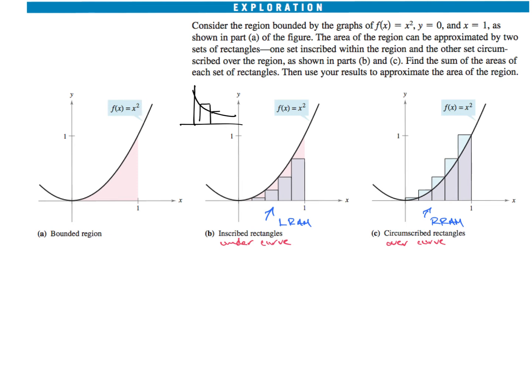guess what a left would end up doing? Over. That would end up going over. So is that actually an inscribed anymore? No, that would actually be a what? A circumscribed. So we need to be cautious on that. So if it's like that, an inscribed would actually need to be a what? An RRAM. Okay? And so that's what we actually need to think about.